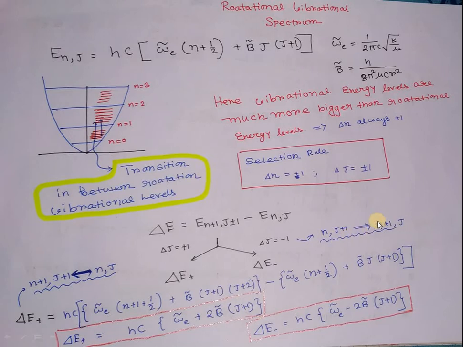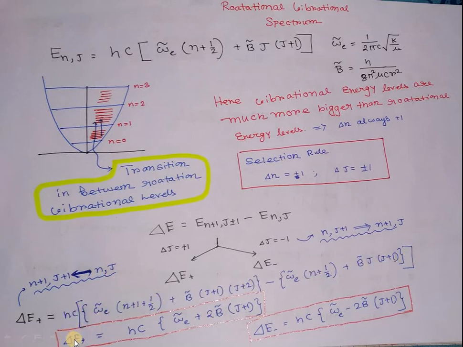So if this transition occurs, in that case delta j is equal to -1. And for delta j equal to +1, from the nth vibrational energy state and jth rotational energy state, it goes to the n plus 1th vibrational energy state and j plus 1 rotational energy state. In that case the corresponding difference between the two states is expressed as plus delta E. So you can see that plus delta E will be equal to the difference between the two energy states. This is expressed by the following equation.